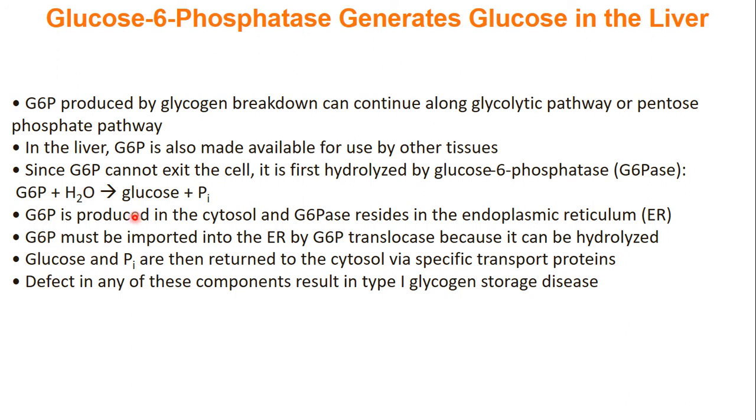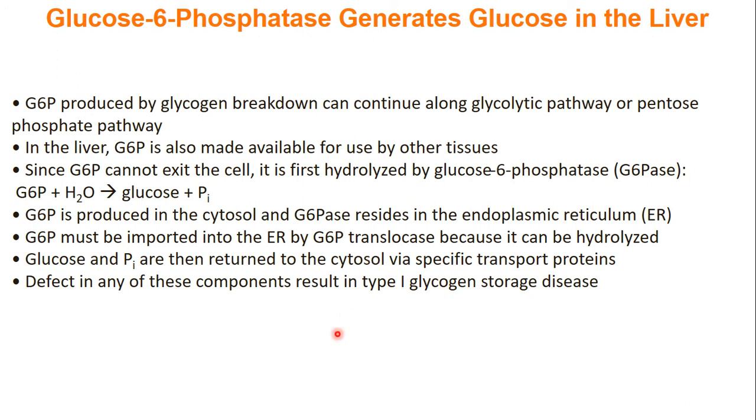So this enzyme, glucose 6-phosphatase, is in the endoplasmic reticulum. However, G6P is produced in the cytosol. So before G6P can leave the liver, it has to go to the ER via an enzyme called G6P translocase. Then it can be hydrolyzed. And once hydrolyzed, your glucose and phosphate are returned to the cytosol via specific transport proteins, and then it can be sent along your body to be used.